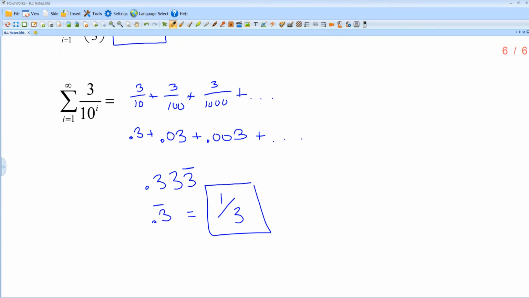which means as I'm adding and adding, I'm getting closer and closer to the actual value of 1/3. All right, that's all that we have in section 8.1.